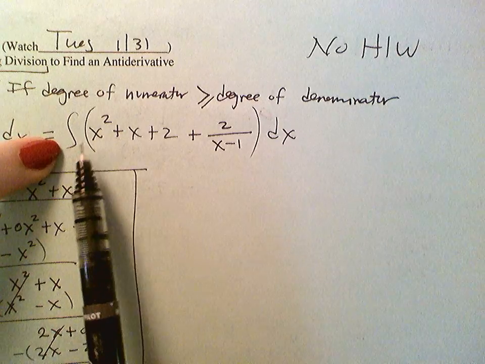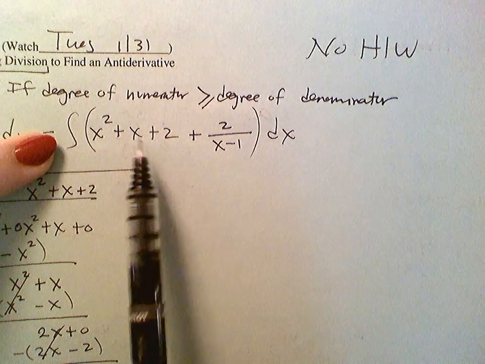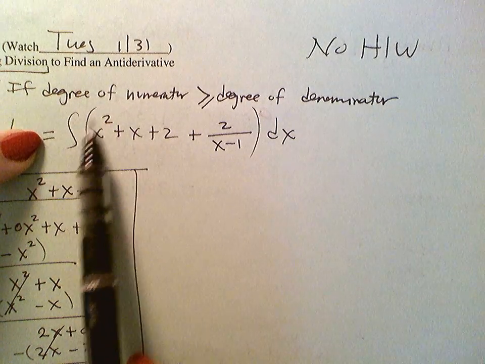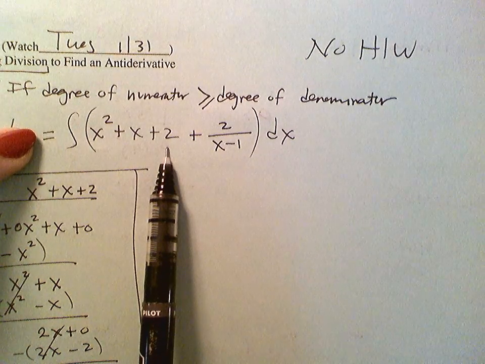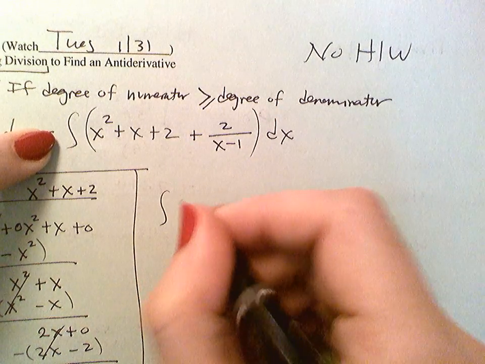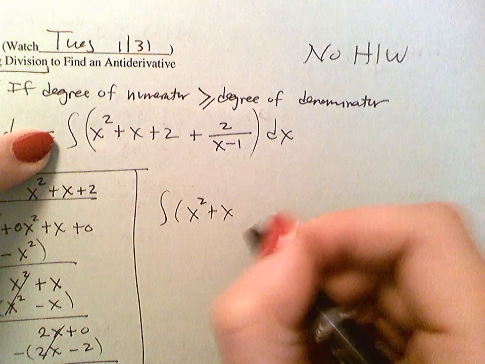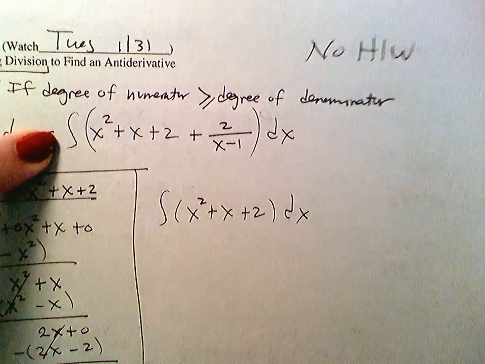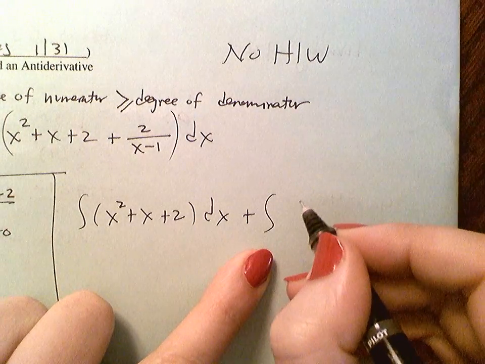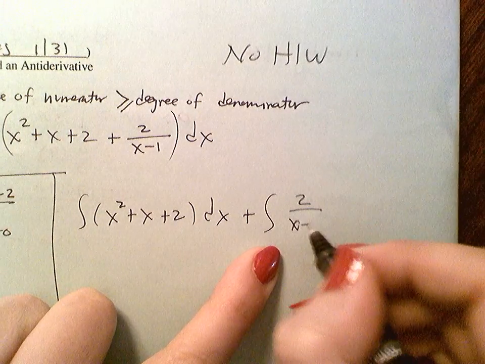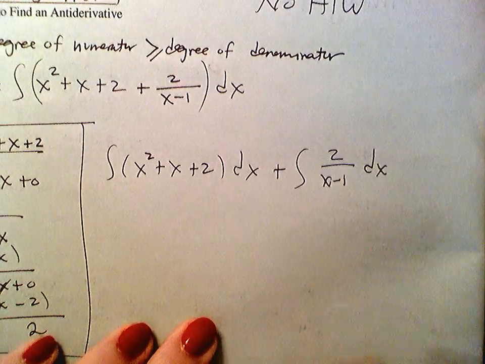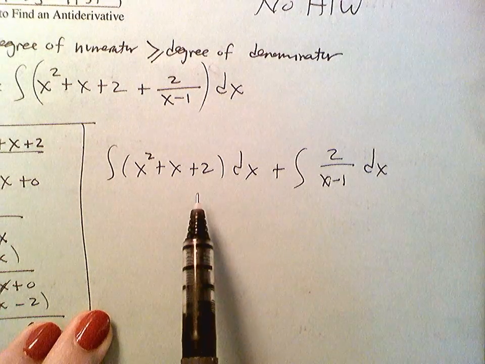So instead of going antiderivative of this plus antiderivative of that plus antiderivative of that, etc., I'm just going to do the antiderivative of this trinomial here because we're going to use the same rule for all of them, which would be power rule. So I'm going to go antiderivative of x squared plus x plus 2 dx plus the antiderivative of 2 over x minus 1 dx.